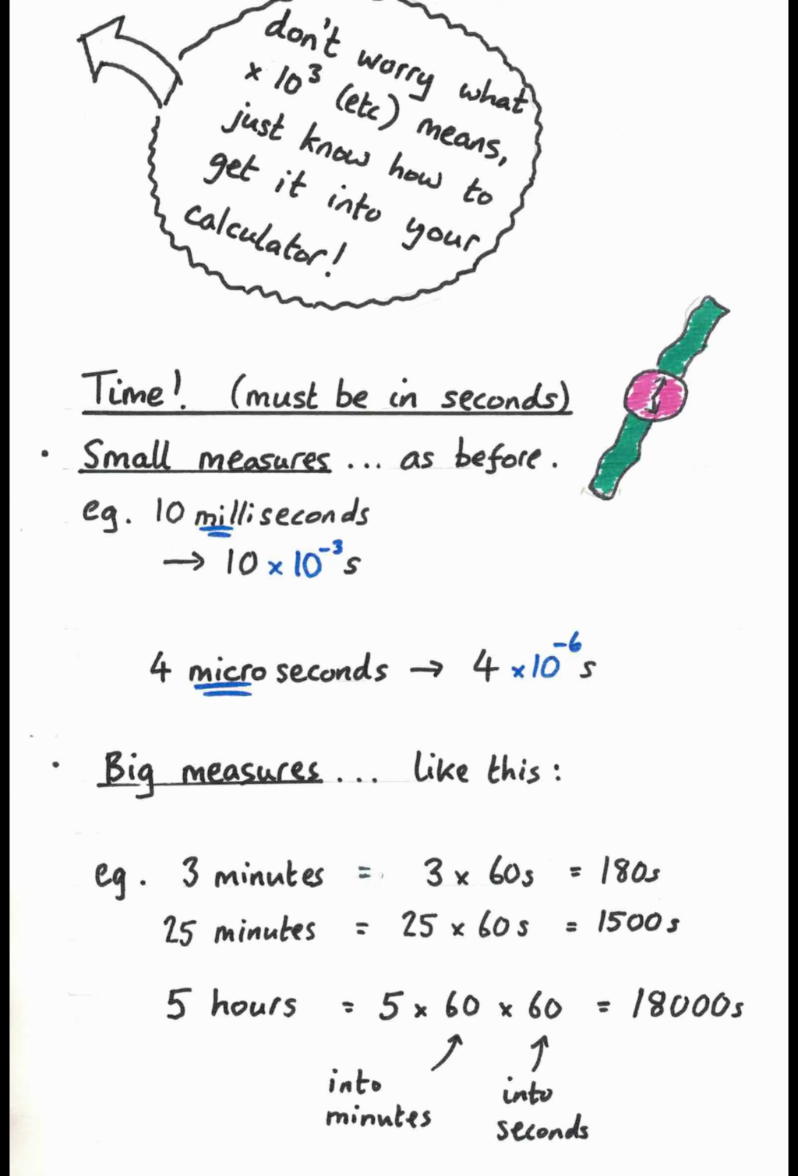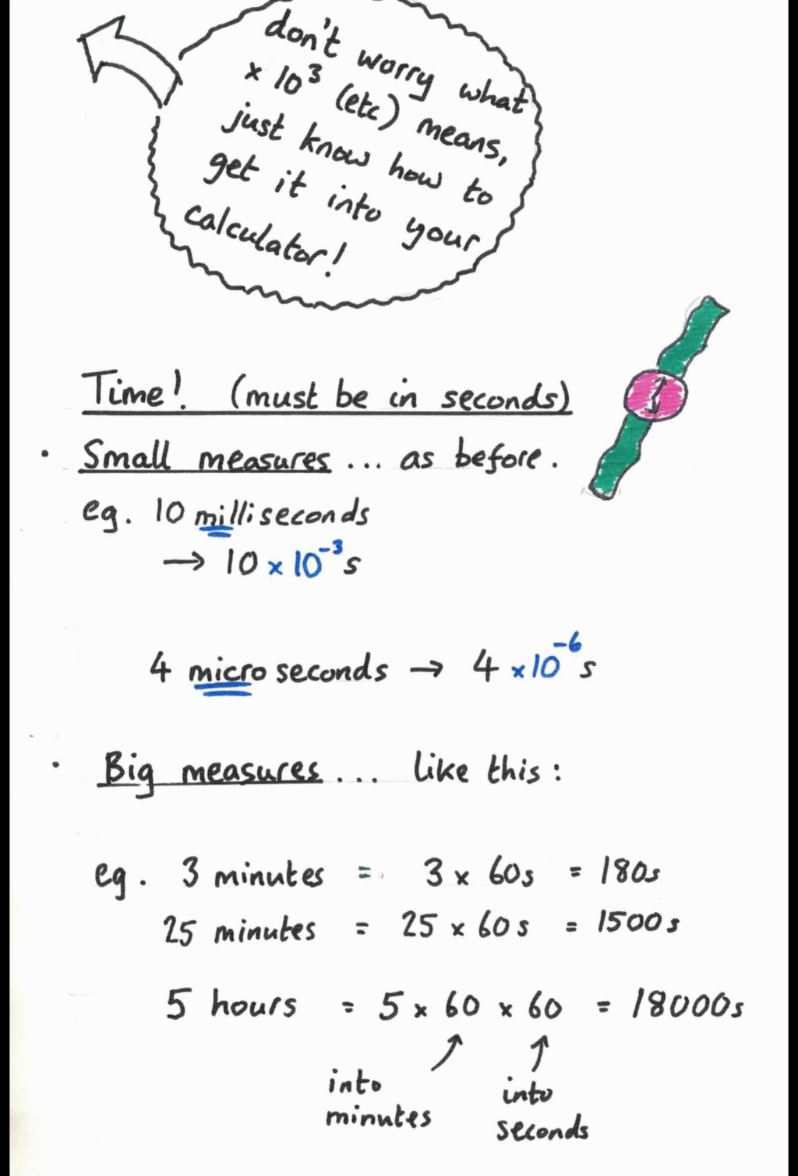Time must be in seconds, and small measures of time are just as we did before. So 10 milliseconds would be 10 times 10 to the power negative 3 seconds. 4 microseconds would be 4 times 10 to the power negative 6 seconds. Big measures of time are different but still not hard. To get minutes into seconds, multiply by 60. So 3 minutes is 3 times 60, which equals 180 seconds. 25 minutes is 25 times 60, which equals 1,500 seconds.